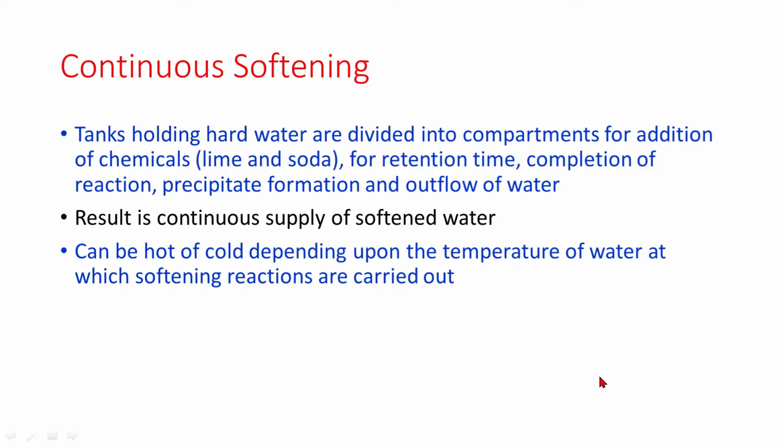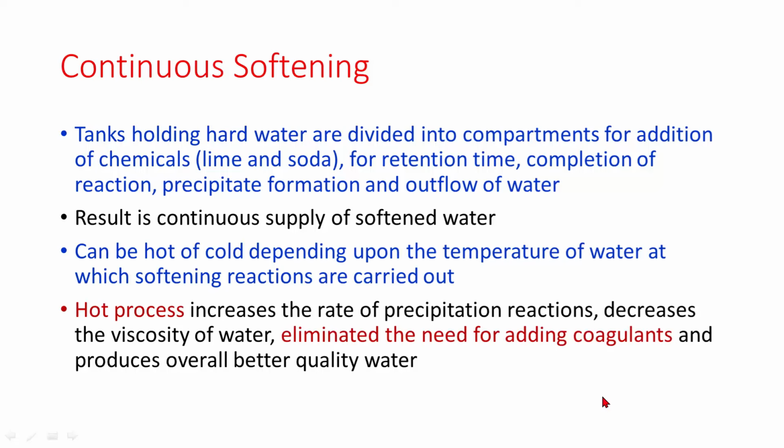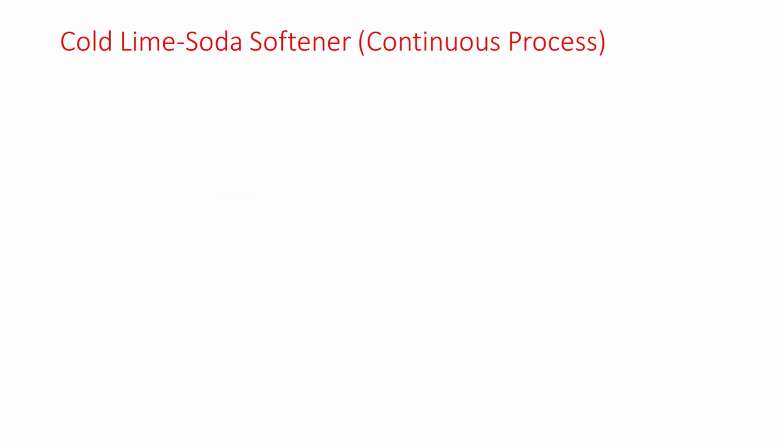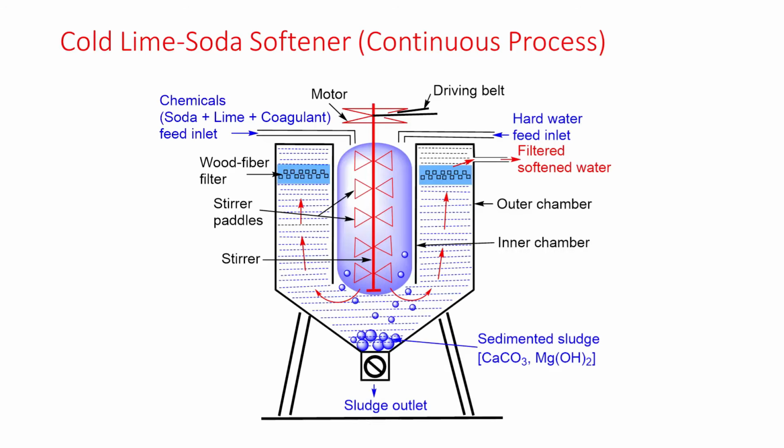It can be hot or cold depending upon the temperature of water at which softening reactions are carried out. In case of the hot process, it increases the rate of precipitation reactions, decreases the viscosity of water, and eliminates the need for adding coagulant. There is no need to add coagulants if the reactions are carried out at higher temperature, and it produces overall better quality water.